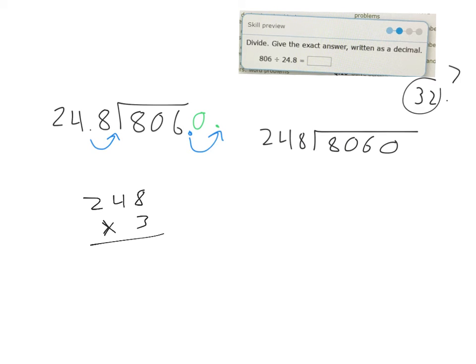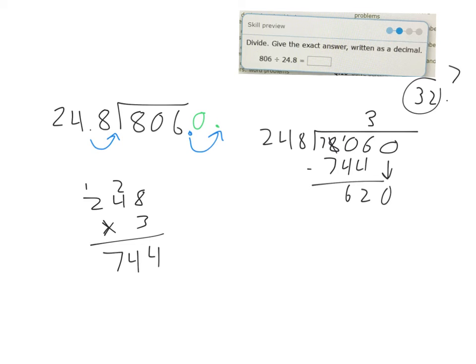3 times 8 is 24, 4 down, 2 up. 3 times 4 is 12, 14, 4 down, 1 up. 2 times 3 is 6, 7. Yeah, that works. So 3. Notice it's above the 6. Be careful about that placement. 3 times 248, 744, minus equals 62. Bring down the 0.